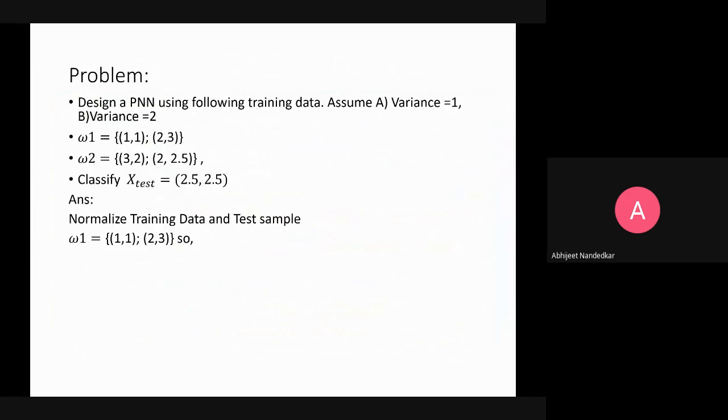I hope I should take one example so that things will be more clear. So you can note down this problem. Design a PNN using the following training data. The first part is to assume the variance equal to 1. So this is the variance for that window. So this variance will decide the width of the window.